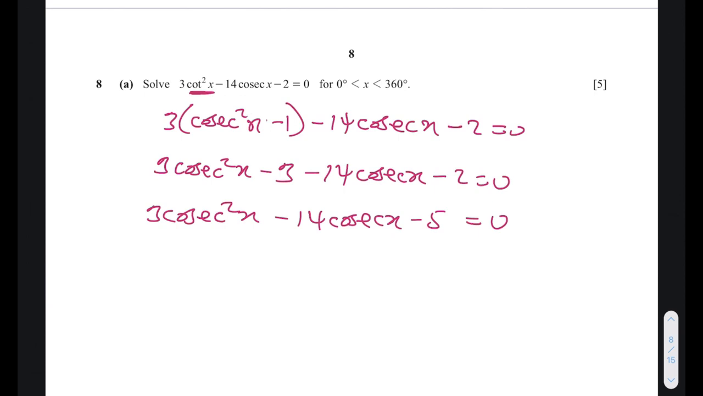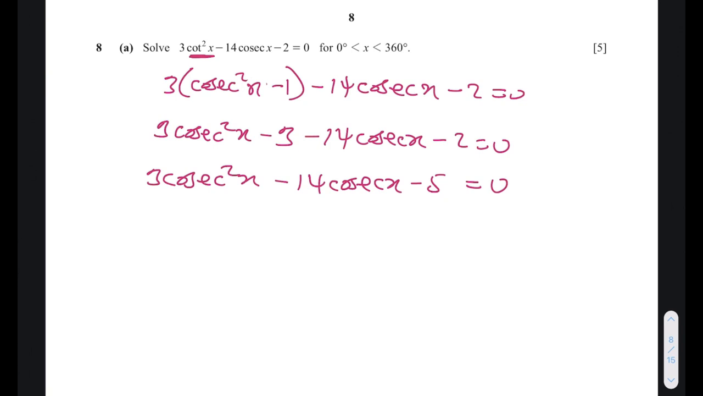Now, you can just call cosec x, say, x, so that you have 3x squared minus 14x minus 5 equals 0, and solve this. So this is a quadratic. I'm just going to use the calculator to do it. But Cambridge will require you to show working for that. So remember, this is YouTube. No one is going to penalize me, but you must show working for that quadratic, okay?